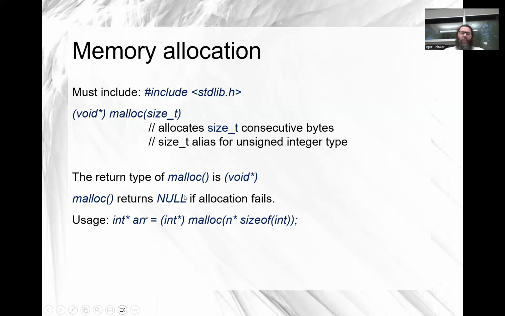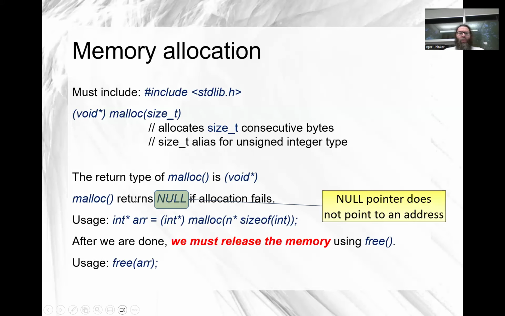And one thing to say about malloc. If the allocation for some reason fails, like we're out of memory or something, then malloc returns null. And it's very important that whatever we allocated using malloc, we must release at the end using the function free. So free says, this is how we use it, release this memory after you're done.